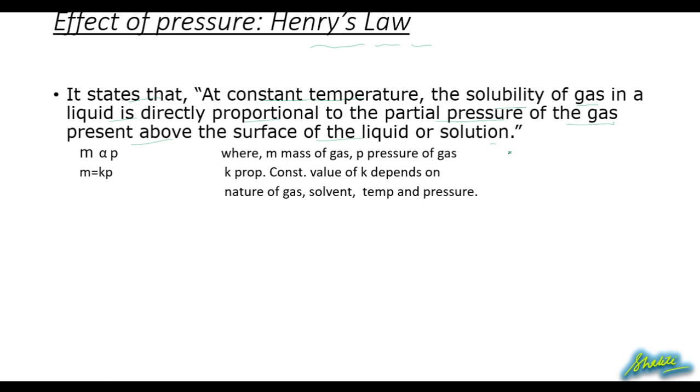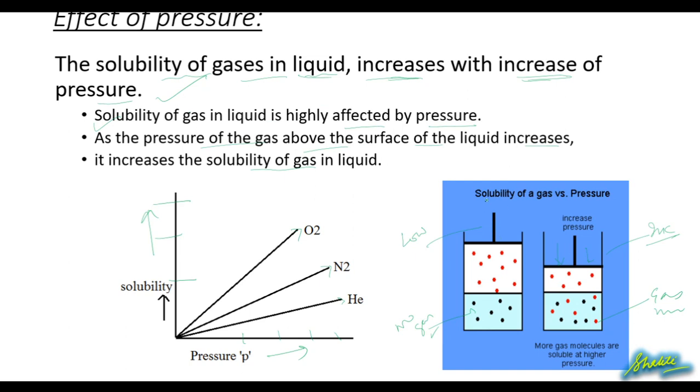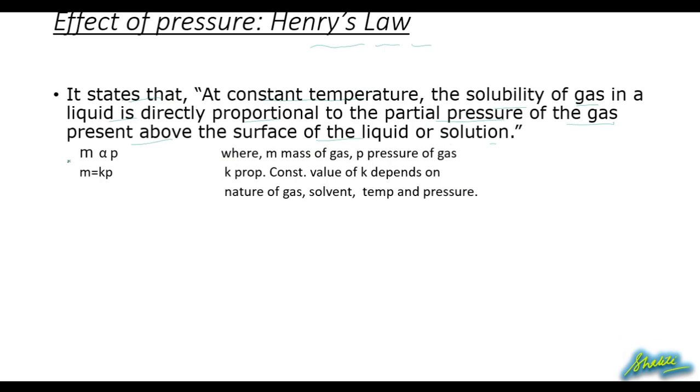As we have seen here, solubility of gas is directly proportional to the pressure of the gas. So, if m is the mass of the gas and p is the pressure of the gas, we can say solubility, that is mass of the gas, is directly proportional to the pressure of the gas. And we can write m equals k p, where k is the constant of proportionality, and the value of k depends upon the nature of the gas, solvent, temperature and the pressure.